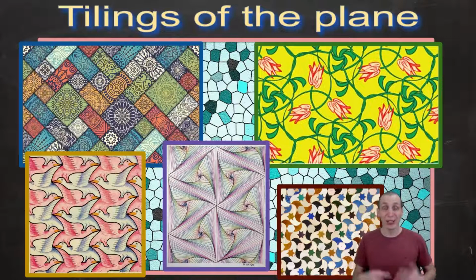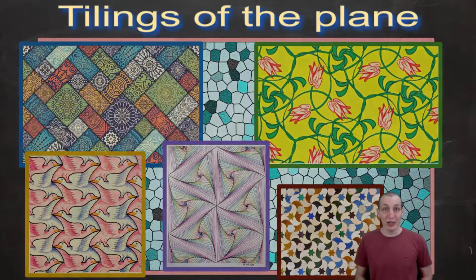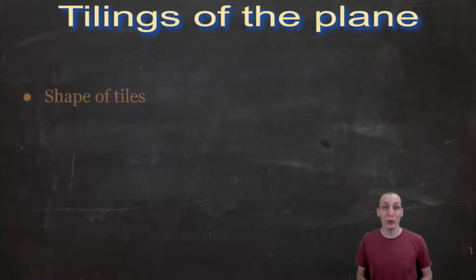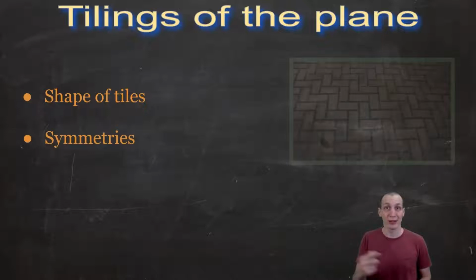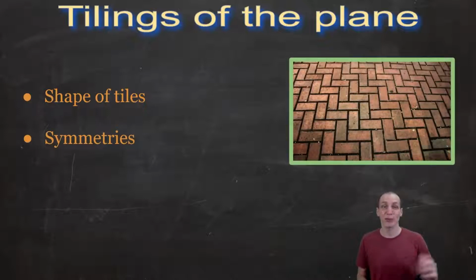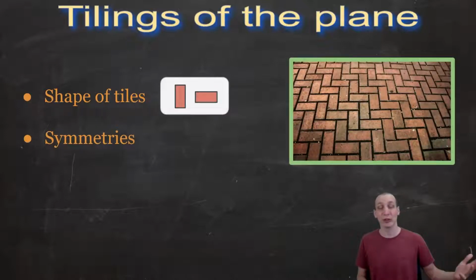So we saw that there are a lot of tilings, and the question is, how do we study them? Well, in general, if you want to study a tiling, you look at two things. The first one is the shapes of the tiles, and the second one is the symmetries. For example, if you look at this tiling, then there are two shapes of tiles. One the horizontal rectangle, and the other the vertical rectangle. Or if you want, there is a single rectangle with two orientations.